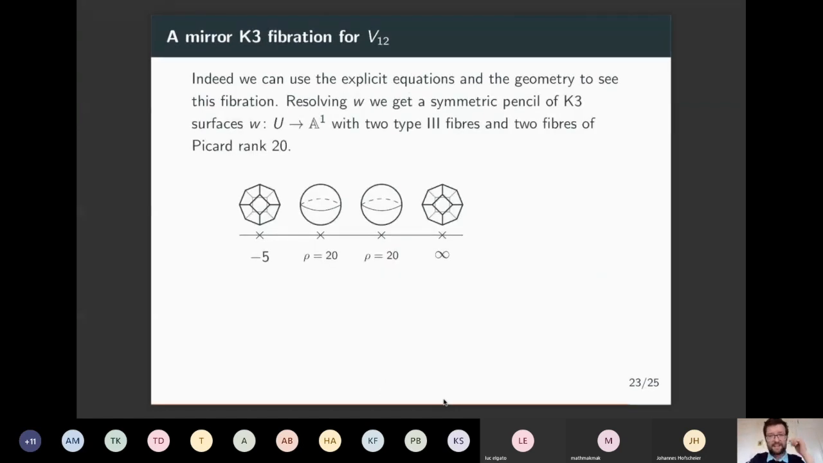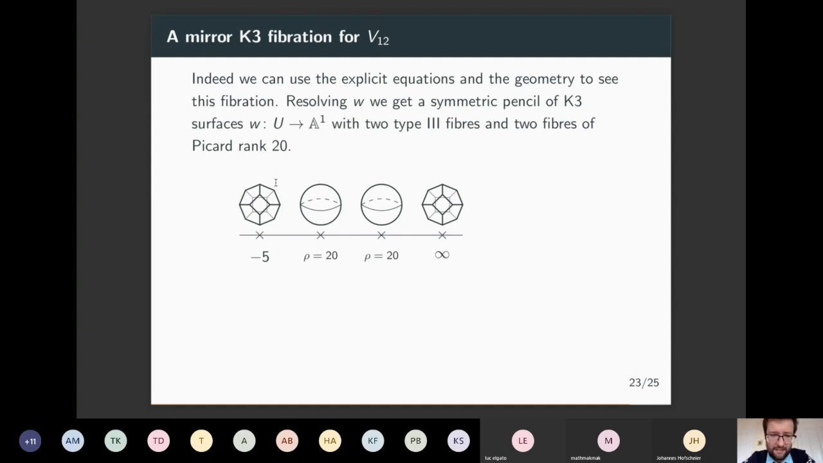And so you can now use the explicit equations of this cluster variety and the geometry that I've described, and I can write down a very explicit fibration. I can look at the base locus of this W when I take the projective completion, and basically doing exactly the same as in the 2-dimensional case, what happens is you find a very nice and very symmetric pencil of K3 surfaces.